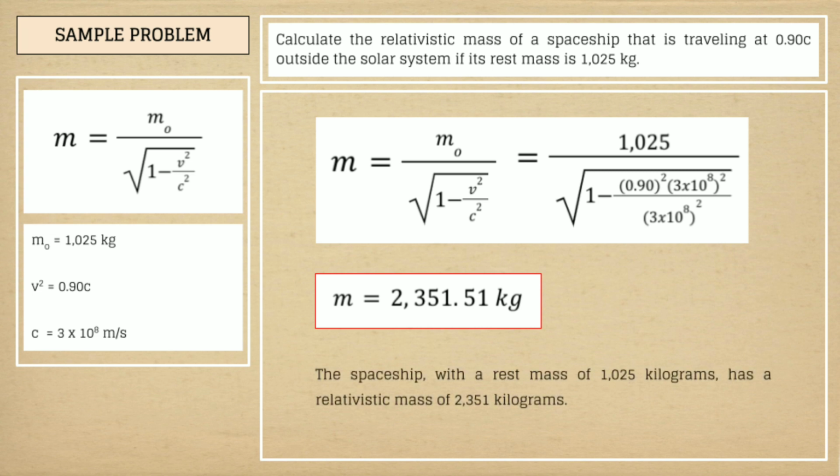Therefore, the spaceship with a rest mass of 1,025 kilograms has a relativistic mass of 2,351.51 kilograms.